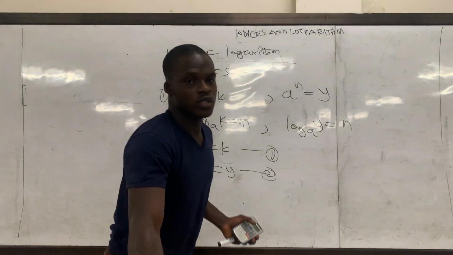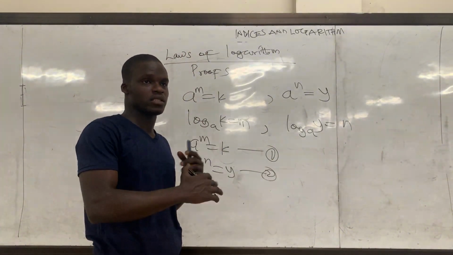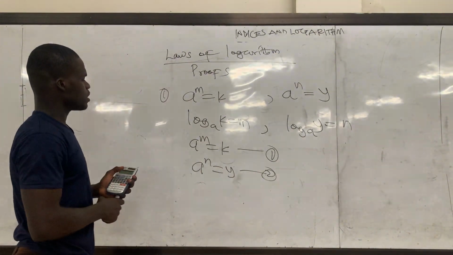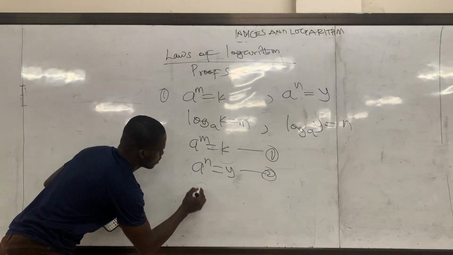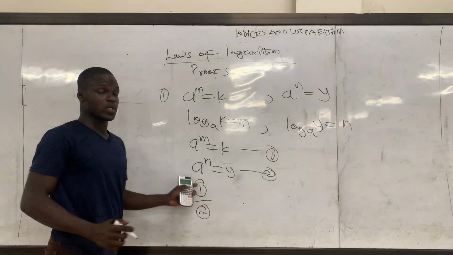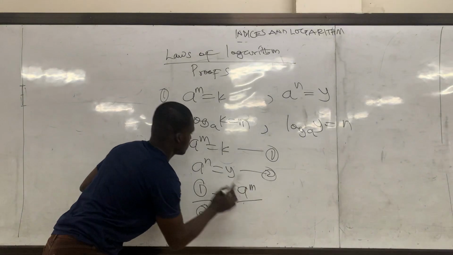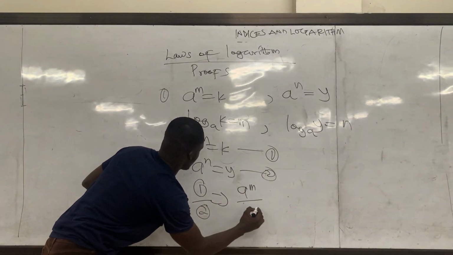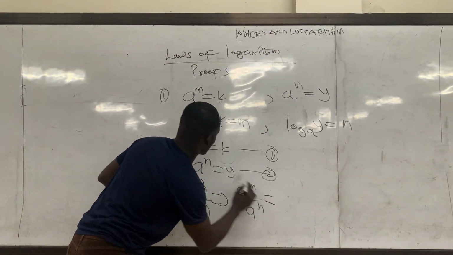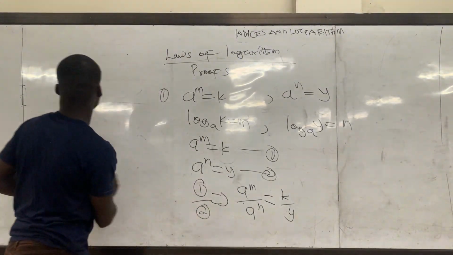Okay, so using this same understanding, we are about to look at a situation whereby we are going to divide the indices we have here. So what if we rather had equation 1 divided by equation 2? Equation 1 divided by equation 2 is going to be a exponent m over a exponent n, which is equal to k over y. Okay, now let's continue from here.